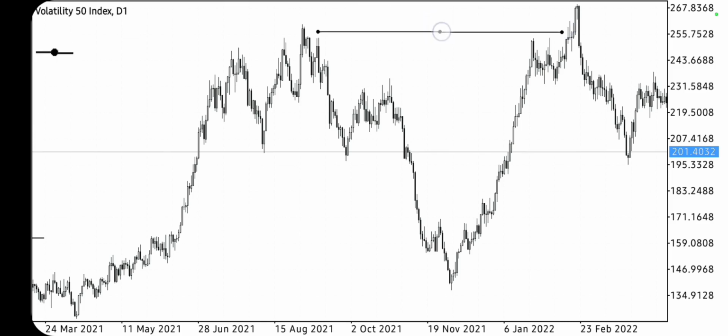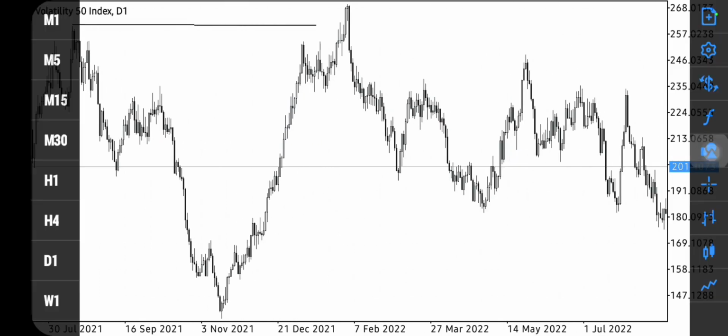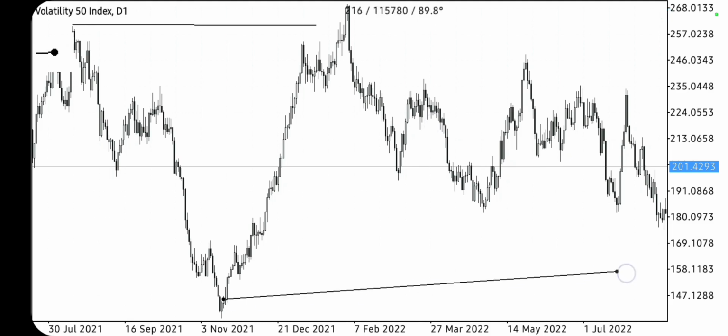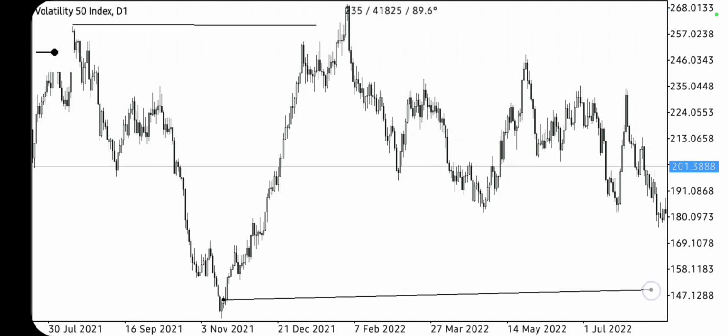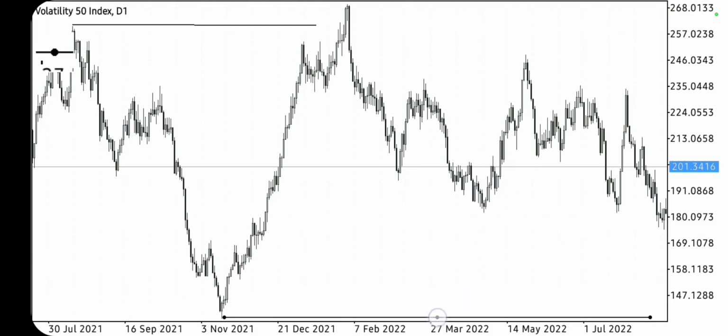Here is my break of structure to the upside, and where is my protected low? The low I am protecting is this, because we had the break of structure to the upside. So here is the low I am protecting on this particular time frame.